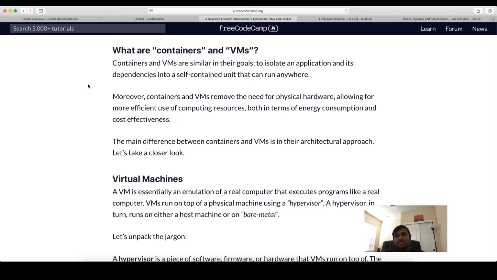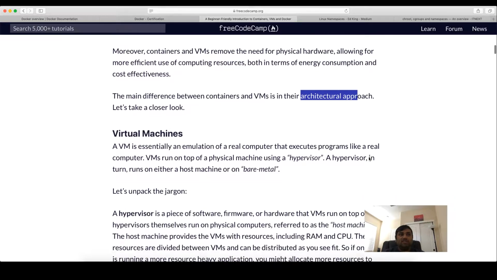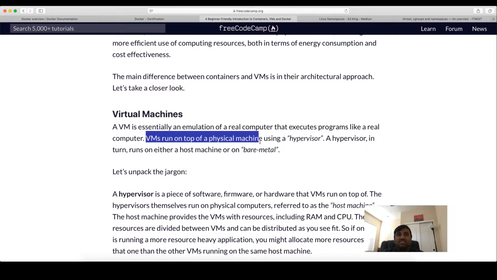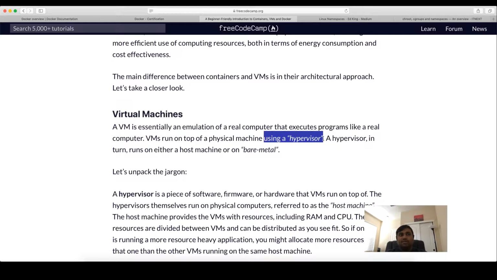If both are doing the same thing, then what exactly is the difference? As the author of this blog clearly says, it's in their architectural approach, the way they have designed things. So let's take a look at what a virtual machine is. A virtual machine is essentially an emulation of a real computer that executes programs like a real computer. Moreover, VMs run on top of a physical machine using a hypervisor. So pay attention to the word hypervisor.